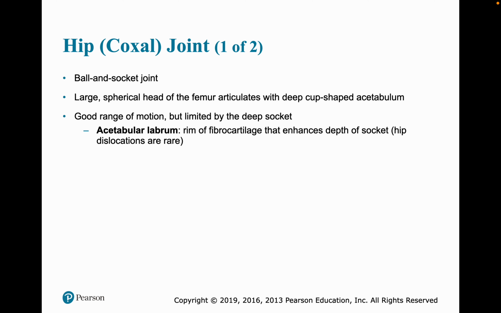Down to the hip, we have the coxal joint. Again, we have a ball and socket, but there's a large spherical head on the femur that articulates deep into the cup-shaped acetabulum, which still gives us a good range of motion, but limited, especially compared to the shoulder, which is the same type of ball and socket joint. The acetabular labrum is a rim of fibrocartilage that enhances the depth of the socket. Hip dislocations are quite rare.